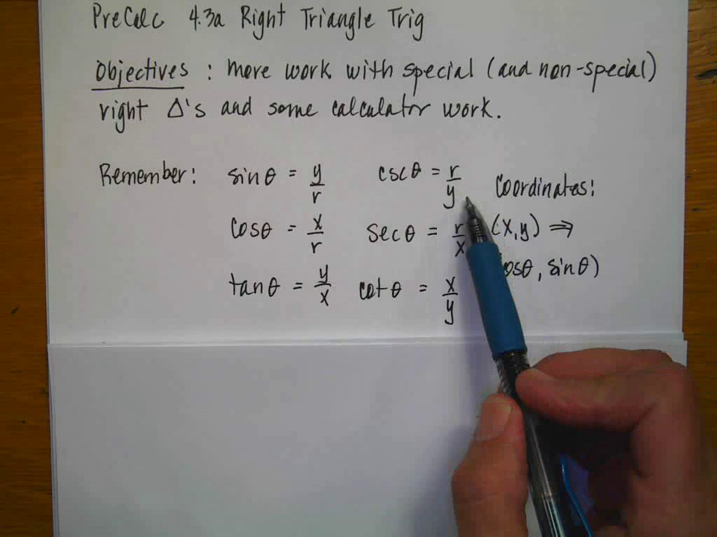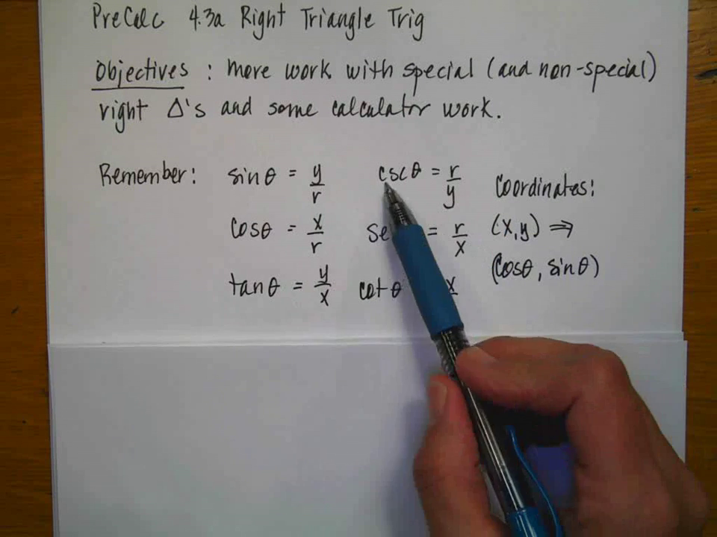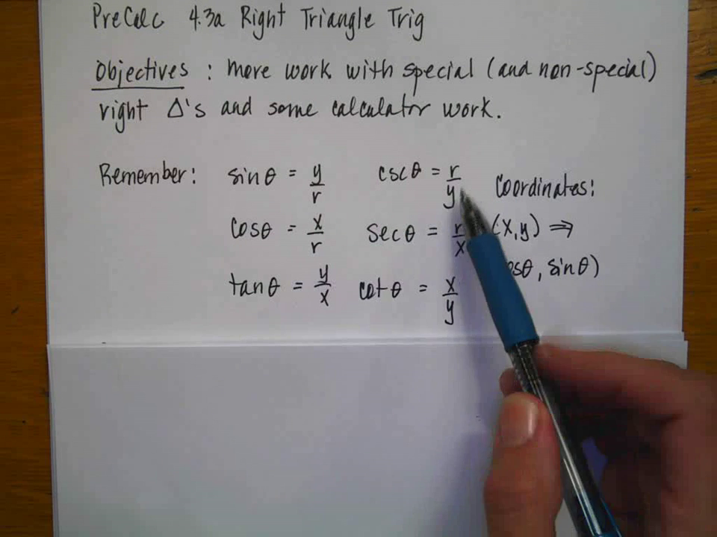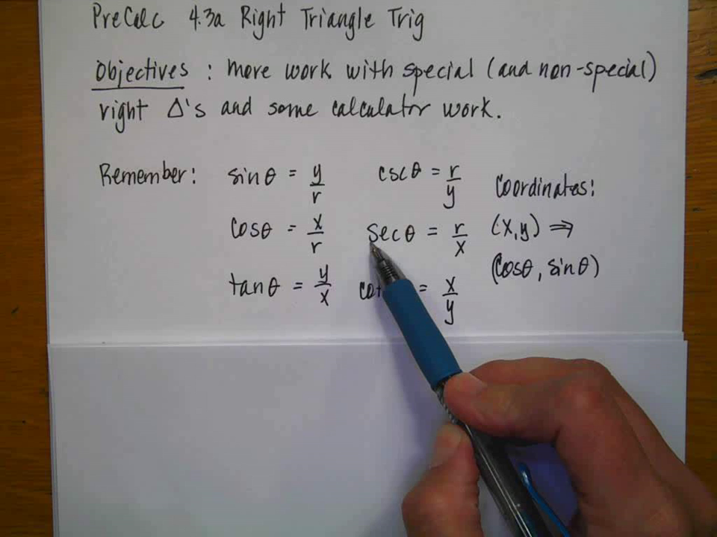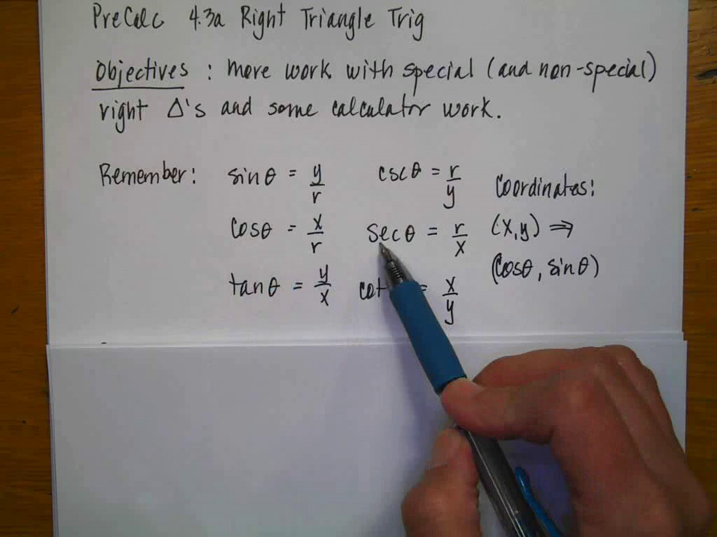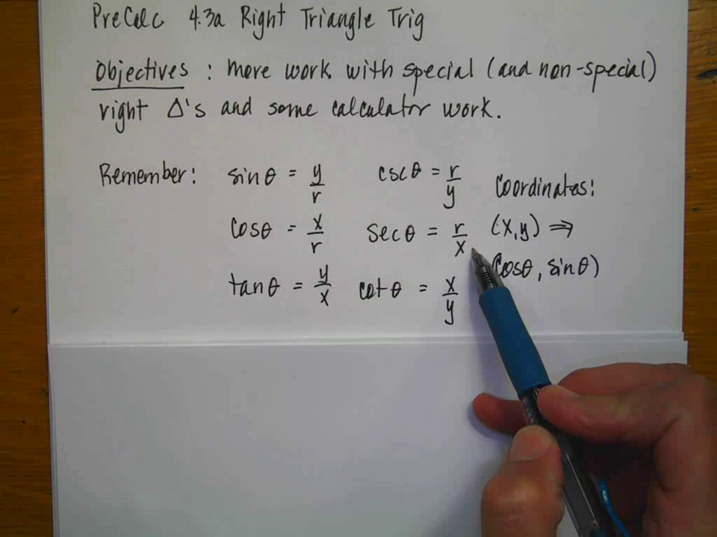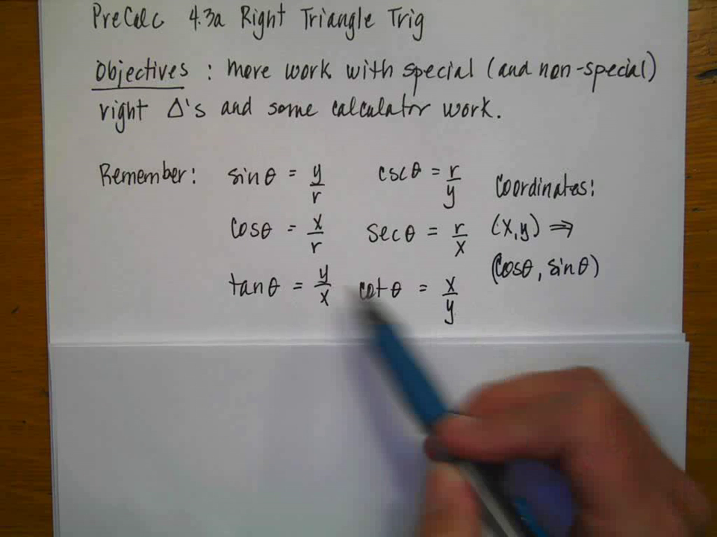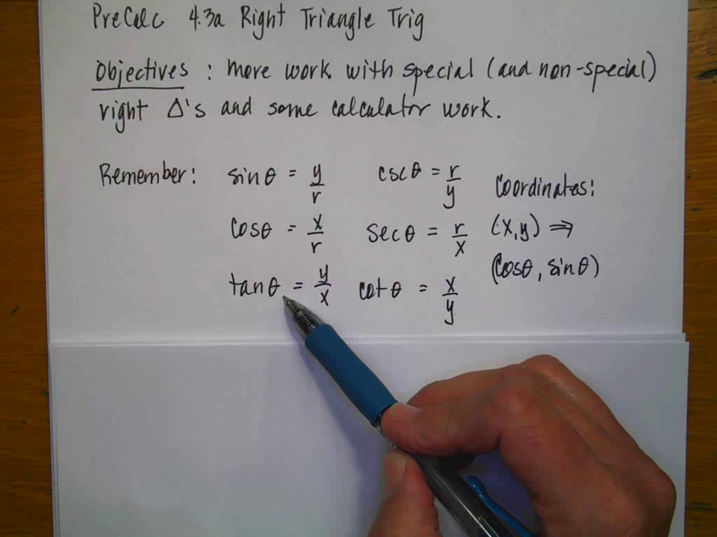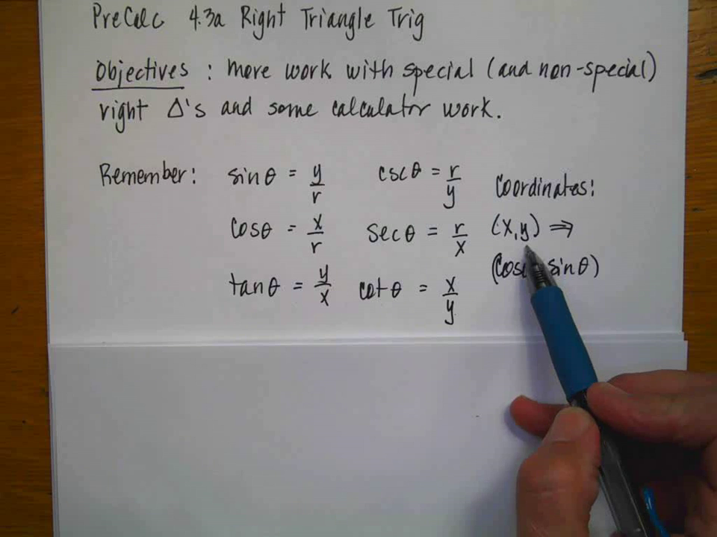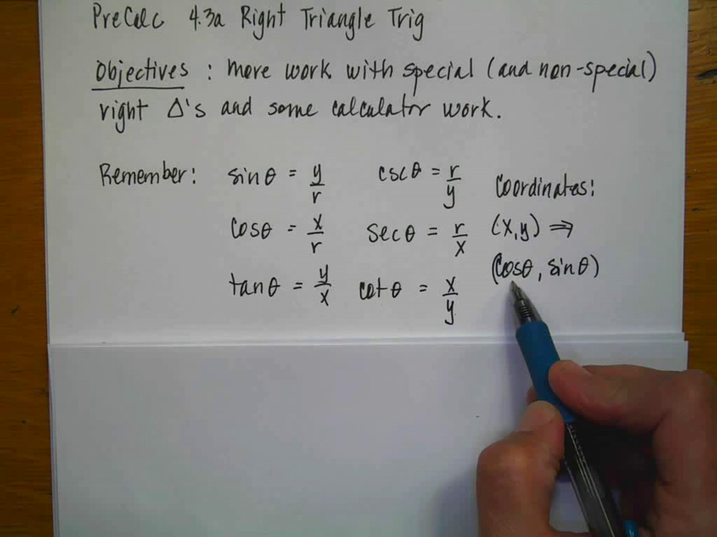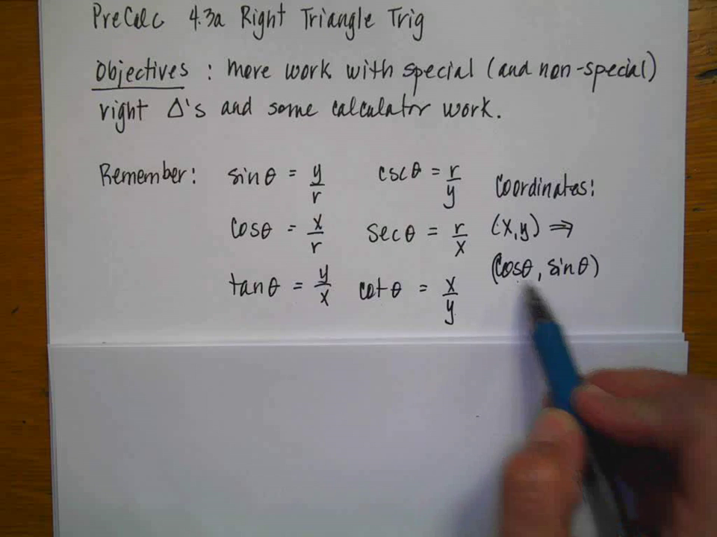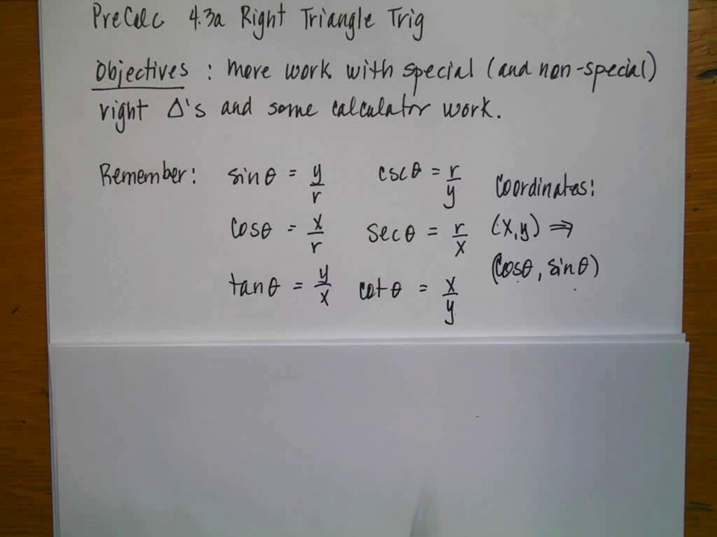The cosecant of theta is the reciprocal of sine, and I remember it that the letters don't match, so it's going to be r over y. Secant is the reciprocal of cosine. Again, the letters don't match, and it's r over x. The cotangent of theta is x over y because it's the reciprocal of tangent. If we're talking about coordinates, we're going to be talking about xy. We're also going to be talking about cosine theta, sine theta.